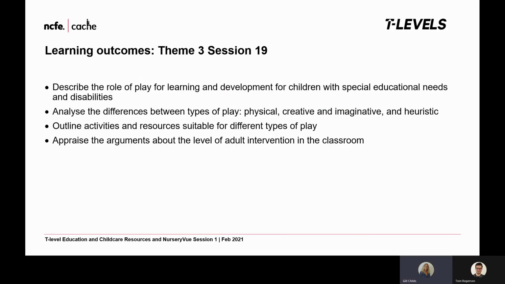The learning outcomes of this session are to understand the differences between types of play: physical play, creative and imaginative play, and heuristic play, and to appreciate how the different types of play contribute to emotional health and well-being.